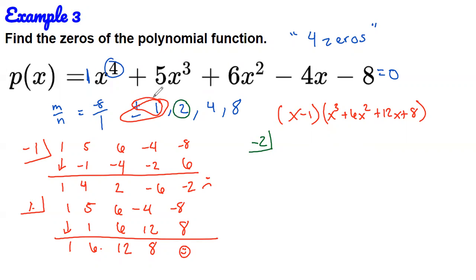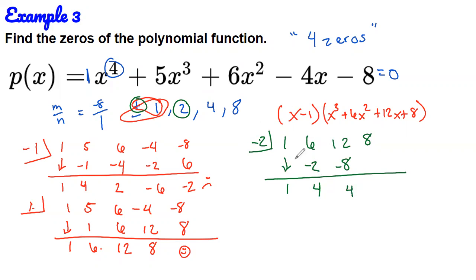Let's try +2 first. So we have -2 in synthetic division. Okay. So we have 1, 6, 12, and 8. Let's see, we have 2, -2. This would give me +4. This would give me -8. +4 and -8 as a solution. So therefore, we found our next root.